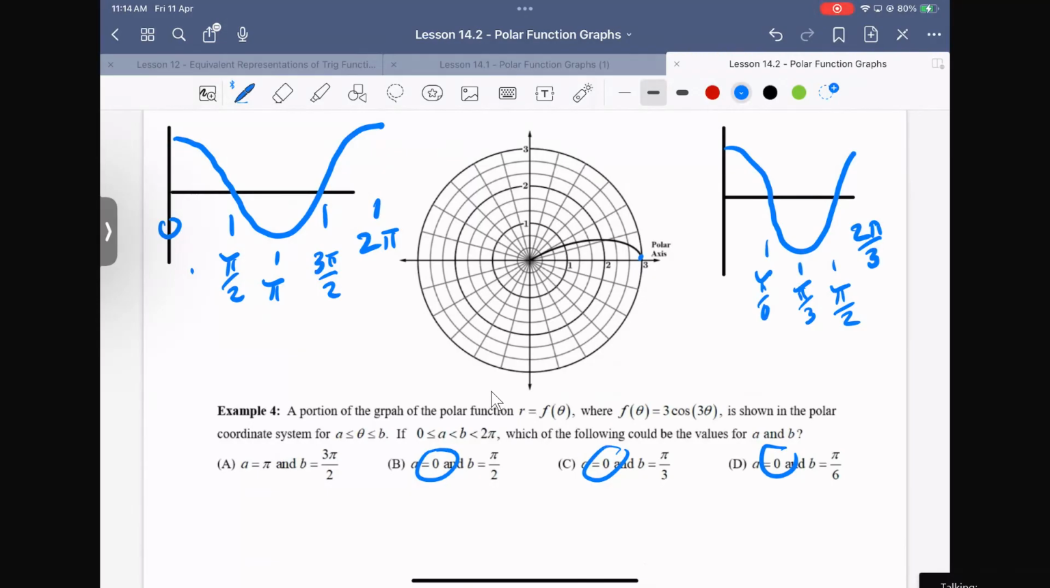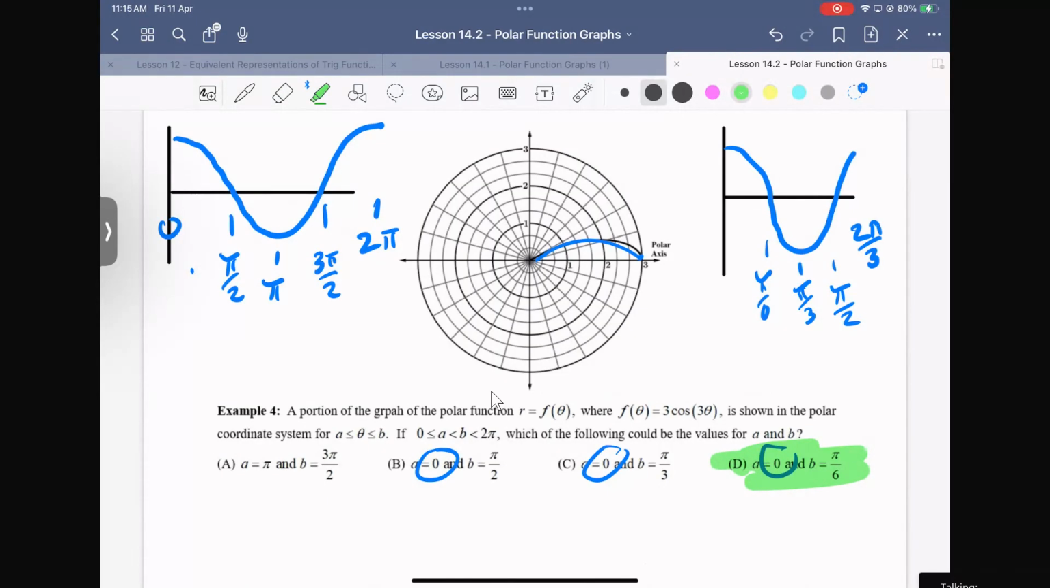Let's go from 0. We want to be all positive. So we want the Cartesian graph to be positive all of the time. That means we need to go from 0 to pi over 6. And here is the correct answer.